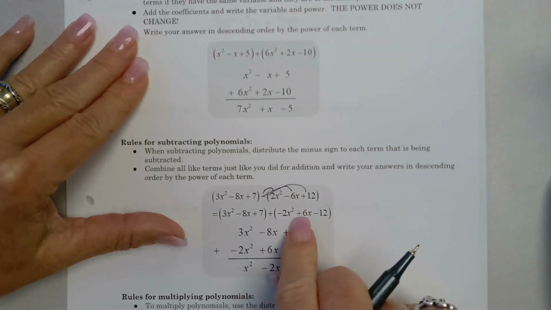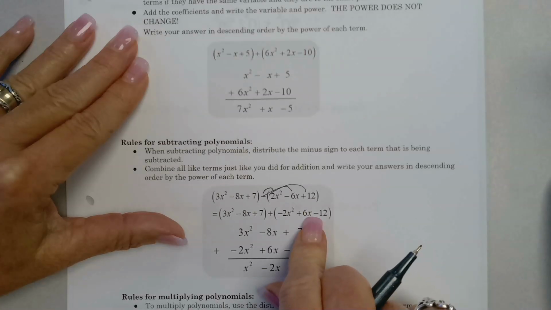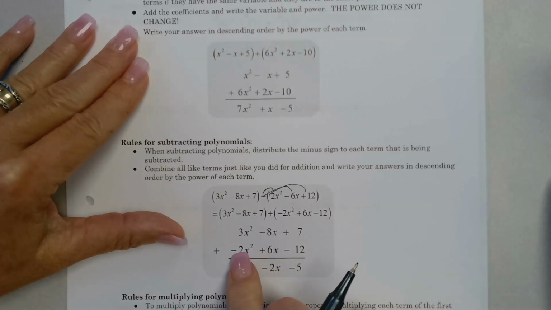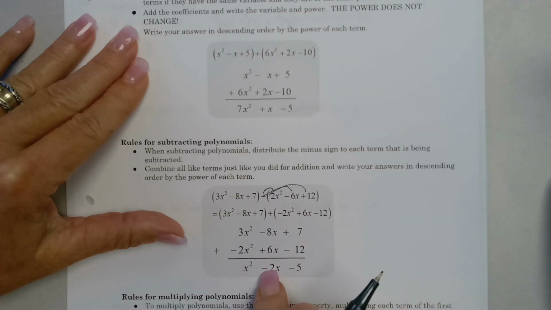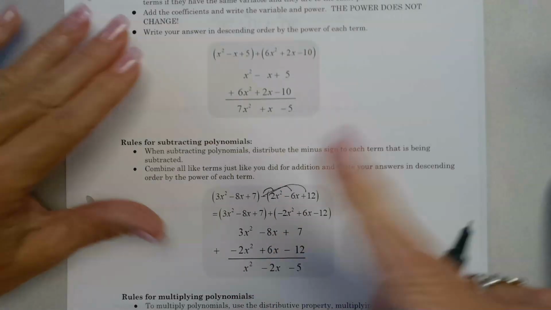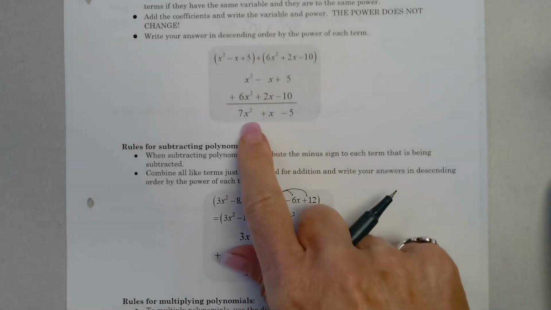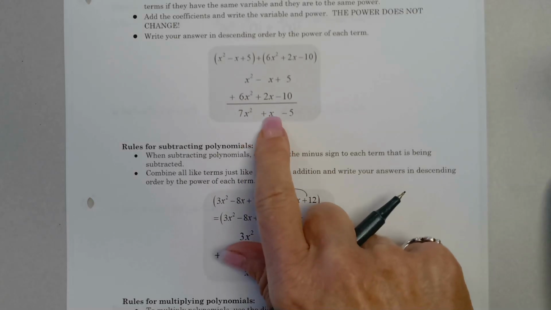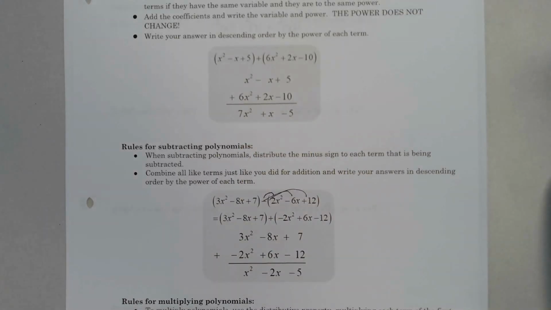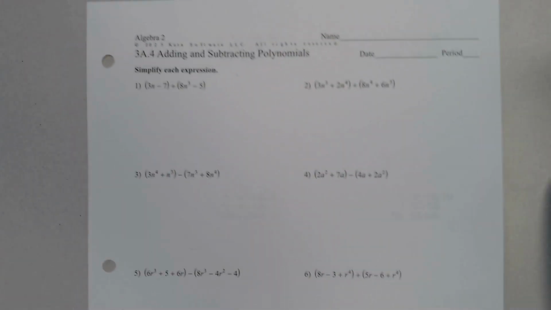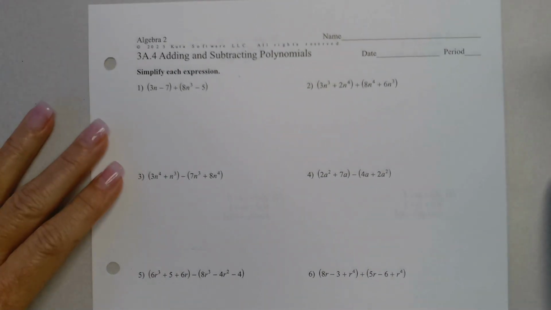And so once you distribute that negative to each of those terms, then you can go through the process of it's just 3 minus 2, negative 8 plus 6, 7 minus 12. And it makes it a little bit easier to work with. So those are your steps. And you always, always, always want to write your answer in descending order according to the power. The largest power goes first, then the next, and then the constant's going to be your last one. All right, so let's take a look at the assignment here and do some examples.